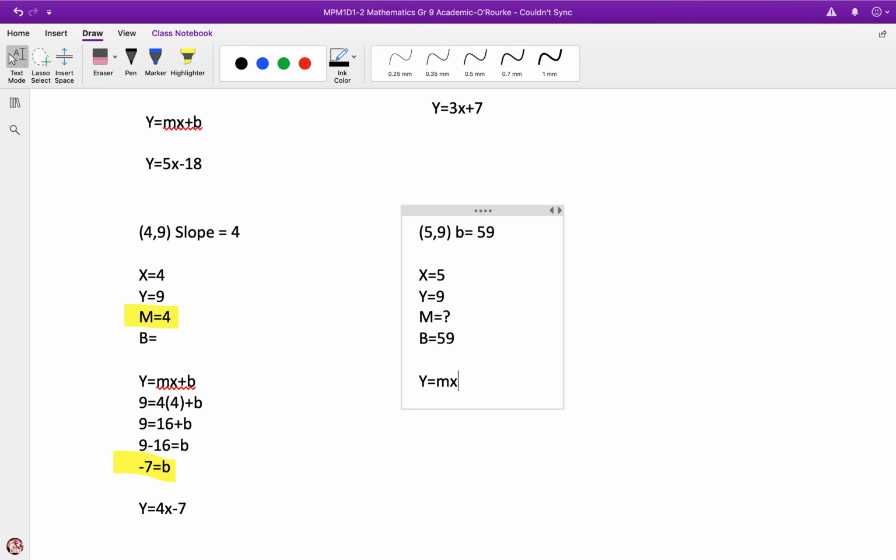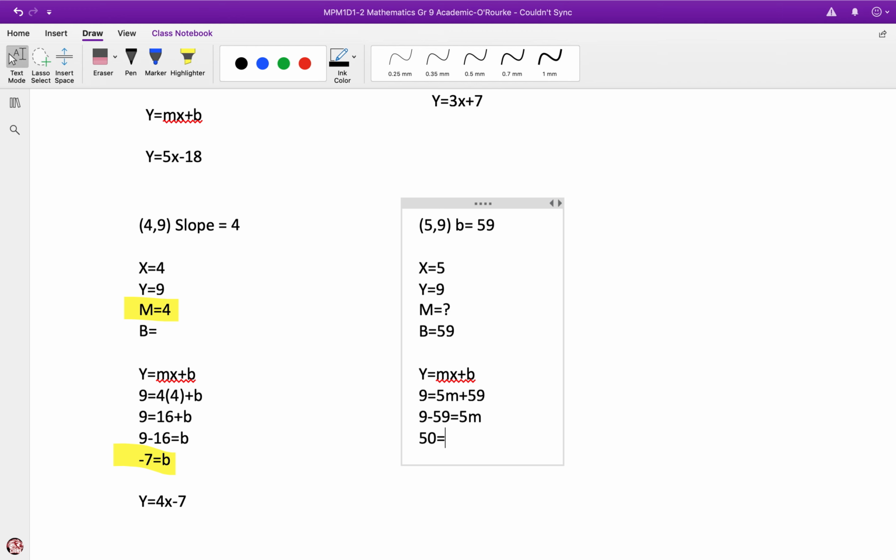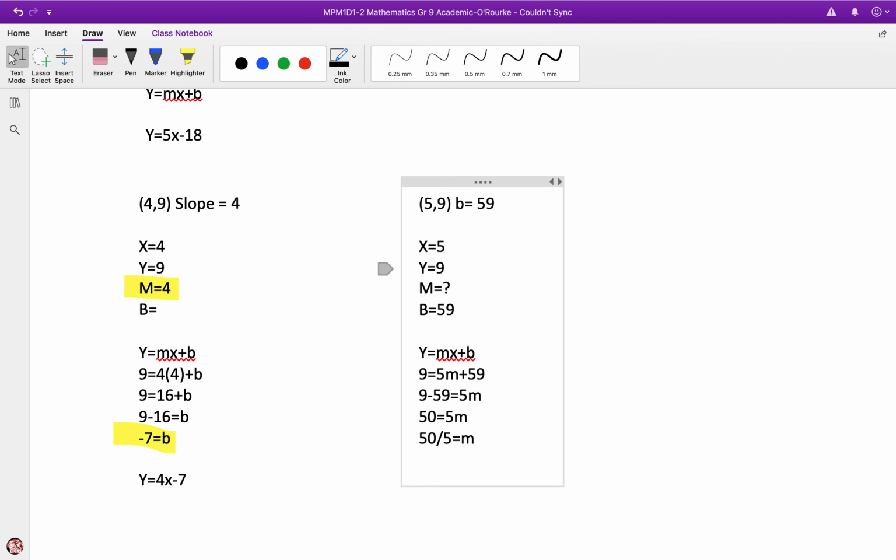We go back to our equation of a line and we plug everything in. So we have 9 equals 5m plus 59. Now we need to isolate, so we're going to bring the 59 over. So we have 9 minus 59 equals 5m. So it's going to equal negative 50 equals 5m. And then like we've done a whole bunch of times, we divide by the coefficient. So it's going to be negative 50 divided by 5 equals m. Therefore negative 10 equals m.